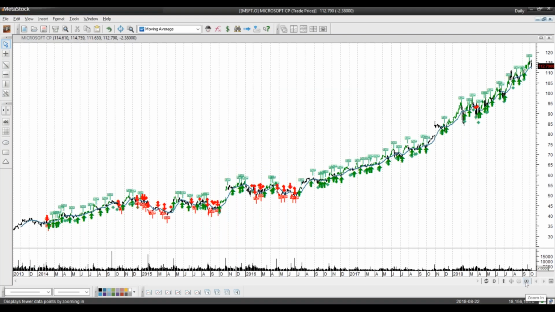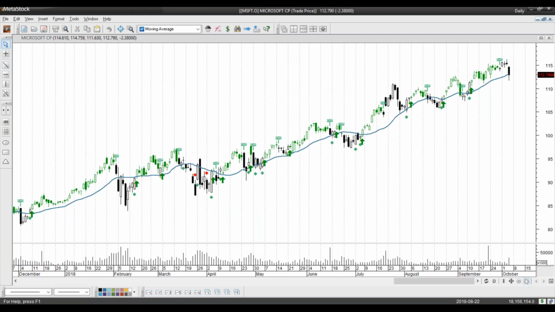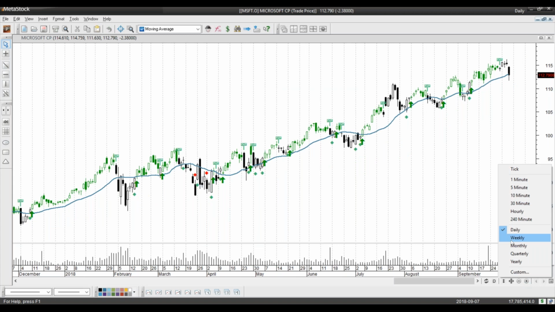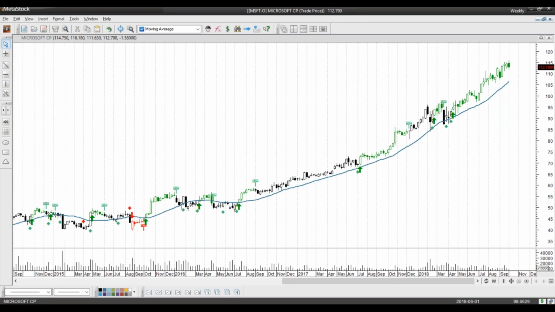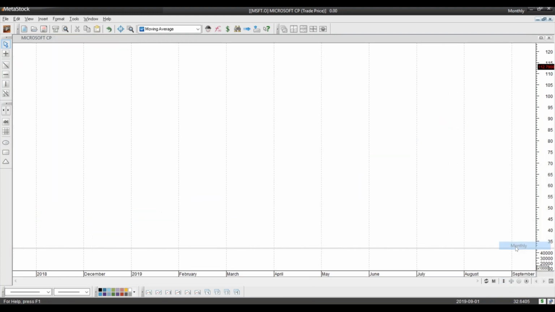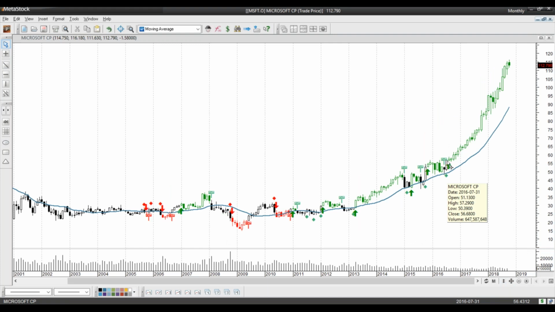Microsoft has been one of the better trending stocks, one of the better performers here. That's the daily. Avery, let me know if there's a particular time frame. I'll go through a few. There's the weekly. Caught the last couple of nice ones there. And the monthly. Yep. It's been in a nice long setup since mid 2016. It hasn't looked back. It's been really trending nicely.